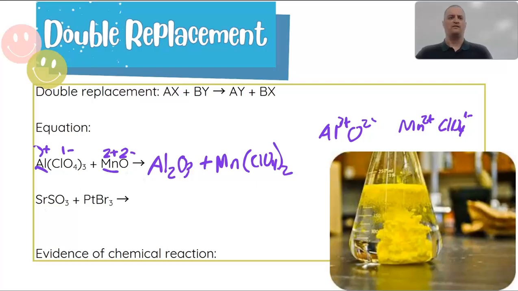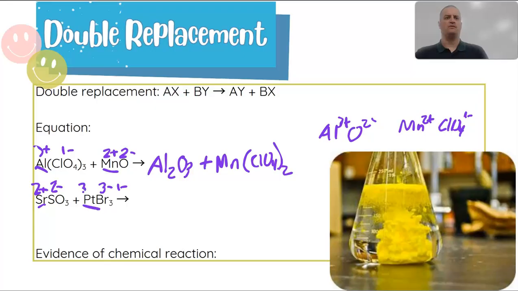Likewise, you can always just highlight the metals, and we're going to switch those. Now again, let's make sure we get the right charges. Strontium is 2 plus. SO3, that's on the back of your periodic table, is a 2 minus. Platinum is one of the ones we don't know. However, bromine is normally 1 minus, right? But there's 3 of them, so that's a total of 3 minus, which means platinum has to be 3 plus.